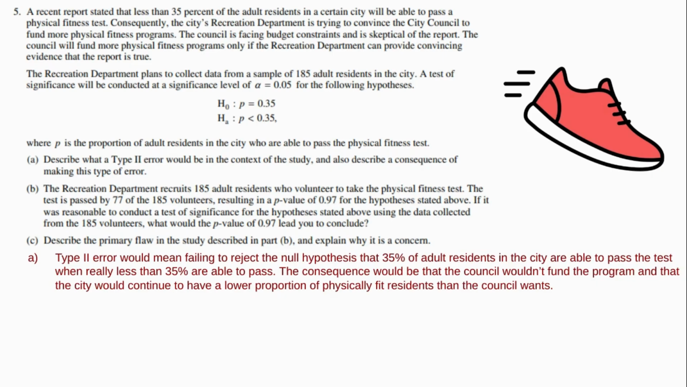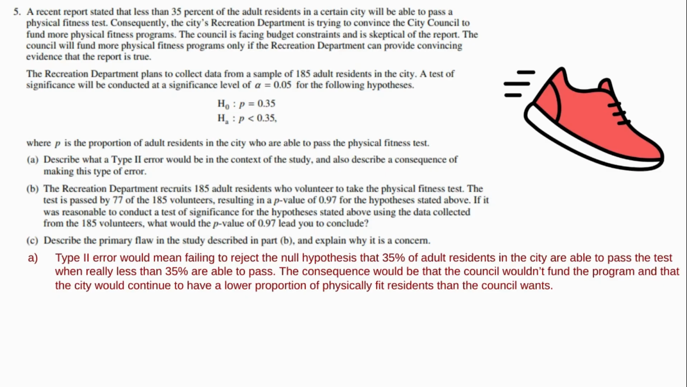Okay, now let's look at part B. The recreation department recruits 185 adult residents who volunteer to take a physical fitness test. The test is passed by 77 of the 185 volunteers, resulting in a p-value of 0.97. That sends a clear message for the hypotheses stated above. If it was reasonable to conduct a test of significance for the hypotheses stated above using the data collected from the 185 volunteers, that is, if all the conditions check out, what would the p-value of 0.97 lead you to conclude? All right, don't overthink this one. See if you can come up with an answer and unpause the video when you are done.